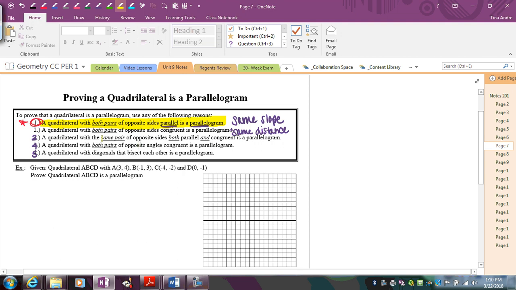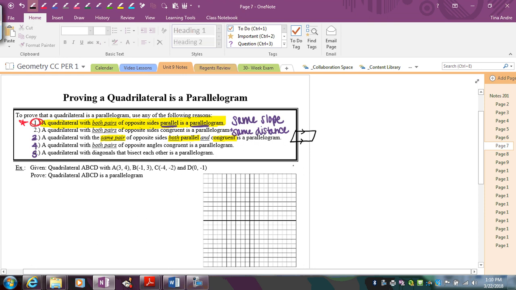But the main thing that you have to remember here is that it has to be the same pair of opposite sides that are both parallel and congruent. So this is definitely possible. So let me just show you what that means. In a picture, I would have to, let's say I pick these two sides.